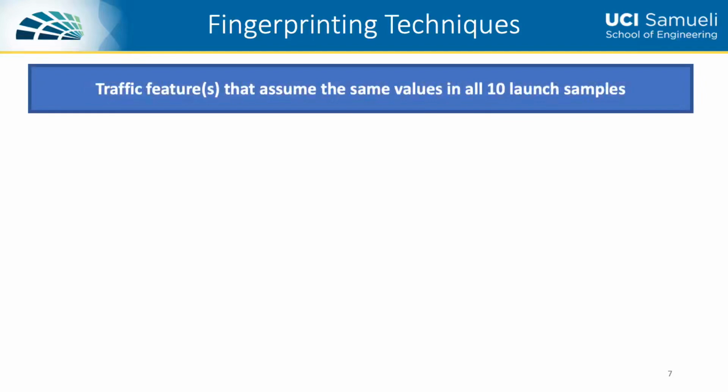We use three different fingerprinting techniques to extract fingerprints from the collected launch samples. Each of these techniques essentially examines if a specific traffic feature assumes the same value across all 10 launch samples. The requirement that the value should stay consistent across all launch samples is a conservative choice we made in order to ensure that we extract the most reliable fingerprints, but this can be adjusted downwards if so desired.